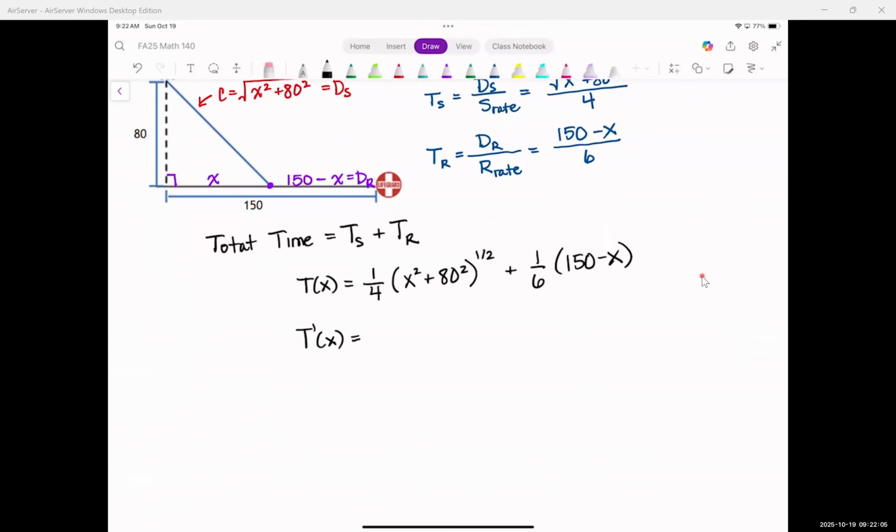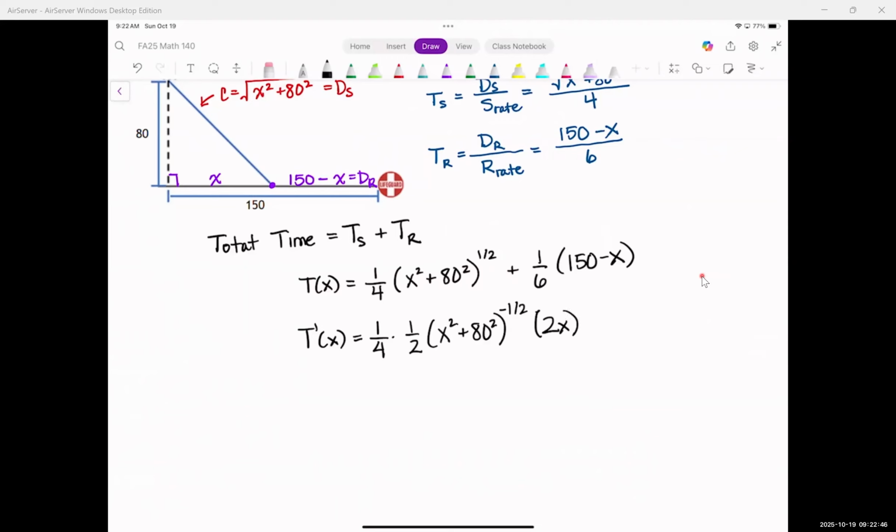So in this first term, I'm going to apply chain rule. And in the second term, I have a constant multiple of 1/6 times the derivative of the part in the parentheses. And the derivative of 150 is 0. The derivative of negative x is -1. Now I can simplify some things a little bit.